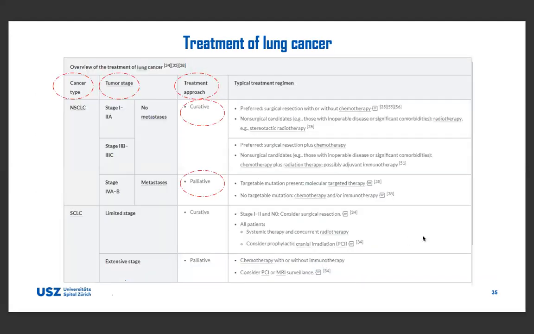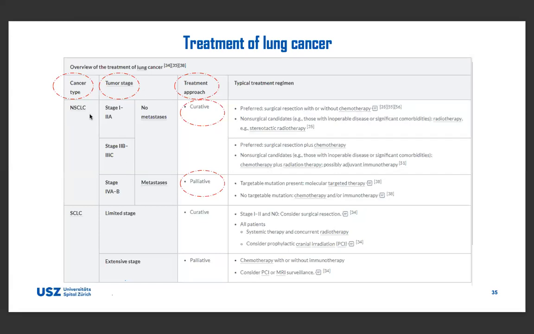So now we'll go a little bit into the details. How do we treat, for example, in this case, non-small cell lung cancer? What is important to us? And you can see these red circles. We have to know the cancer type, tumor stage, and then we can find out which treatment approach we need, and whether the treatment approach is curative, which tries to heal the patient, or palliative, where we try to focus on quality of life and make sure that the patient doesn't suffer unnecessarily.